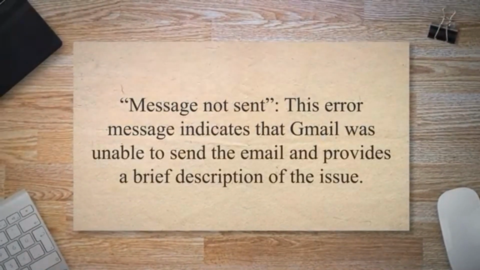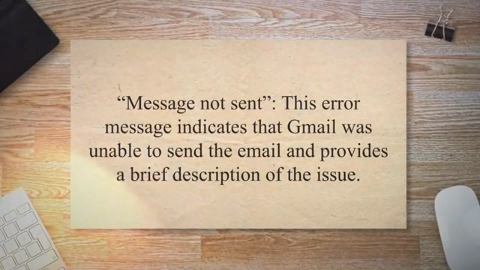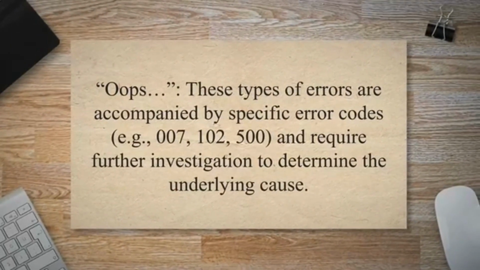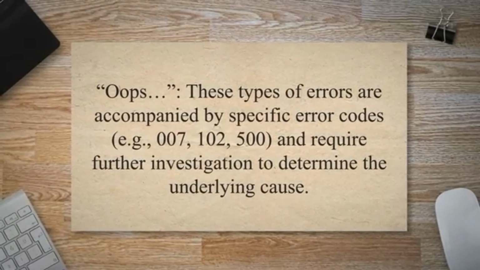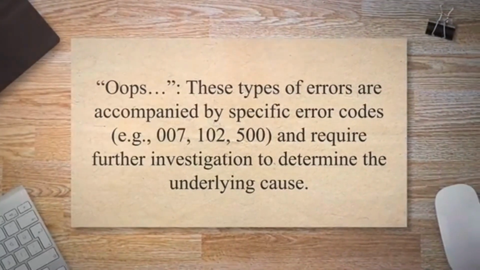This error message indicates that Gmail was unable to send the email and provides a brief description of the issue. Oops! These types of errors are accompanied by specific error codes, for example, 007, 102, 500, and require further investigation to determine the underlying cause.